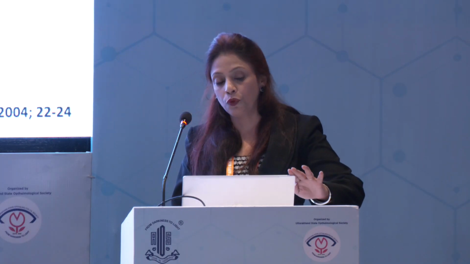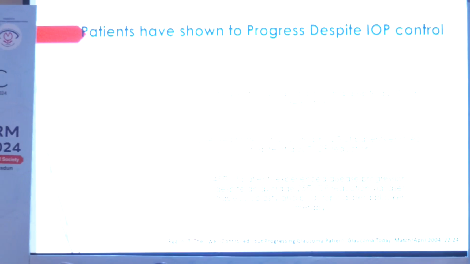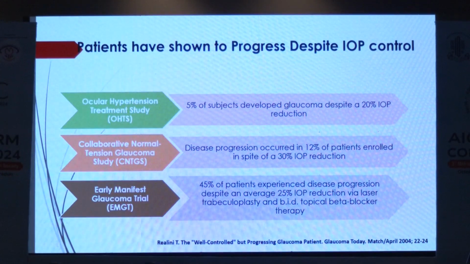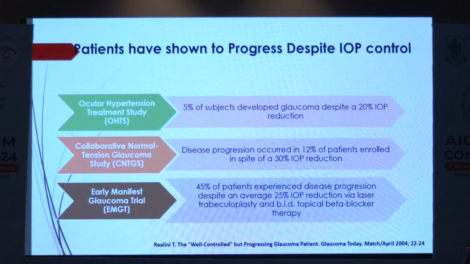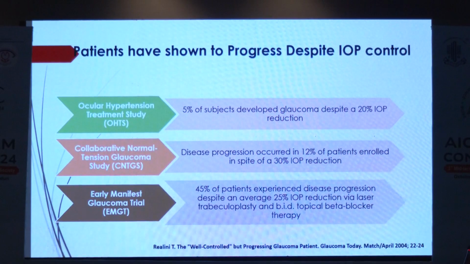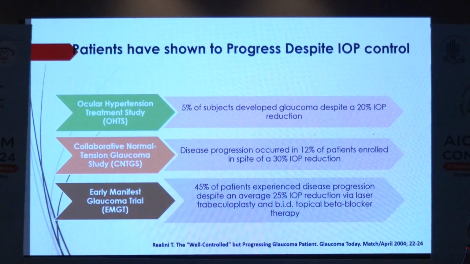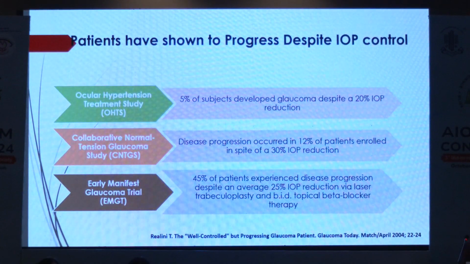So the emerging question which has come up in glaucoma management is: the patient whom we thought was well controlled with a well controlled IOP, is he actually well controlled? Patients have been shown to progress despite IOP control. The Ocular Hypertension Treatment Study showed that 5% of subjects do progress despite a 20% IOP reduction. The CNTGS has shown that 12% of patients enrolled in the study, despite a 30% reduction, still progressed. And similarly, the Early Manifest Glaucoma Trial again showed that a 25% IOP reduction also did not spare 45% of patients, who still progressed.